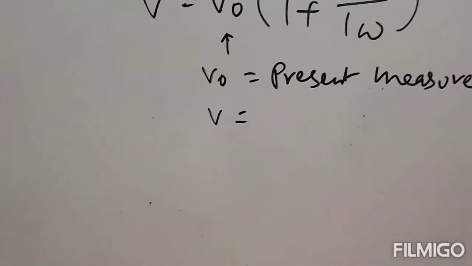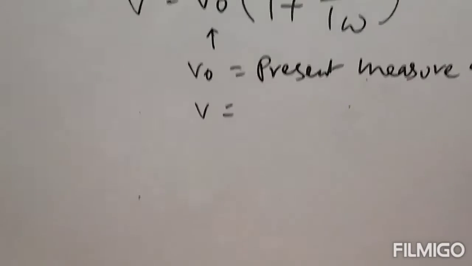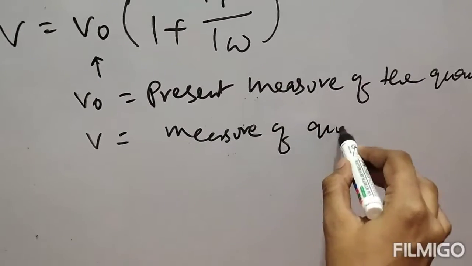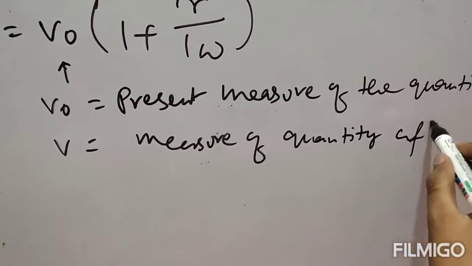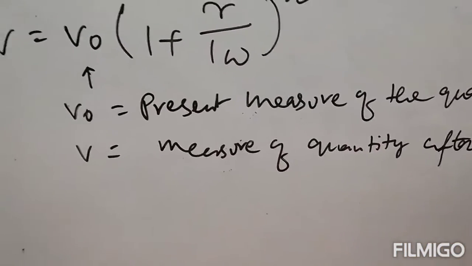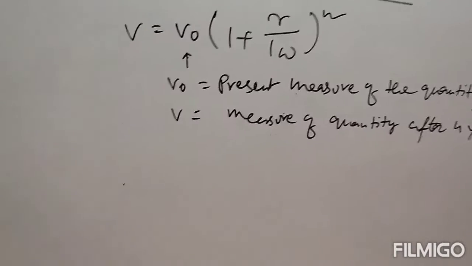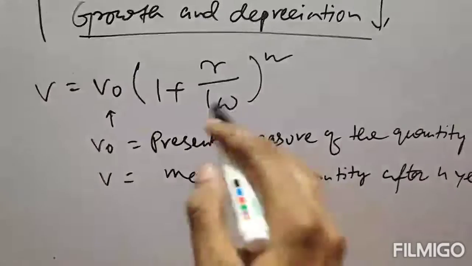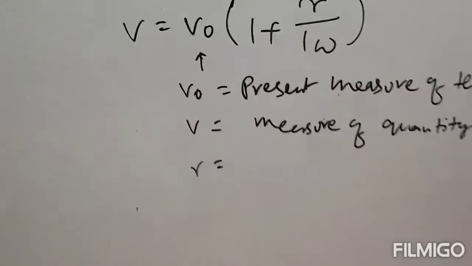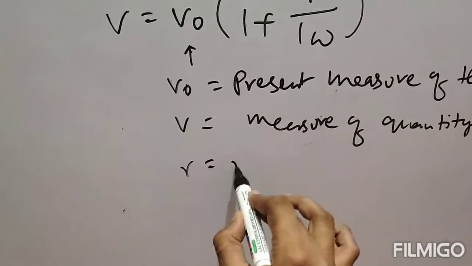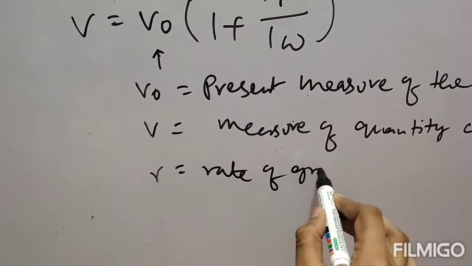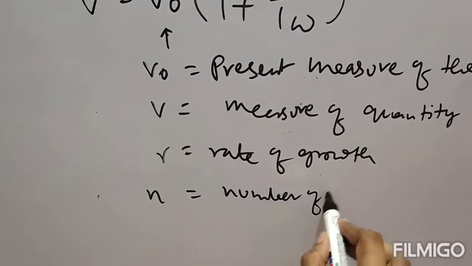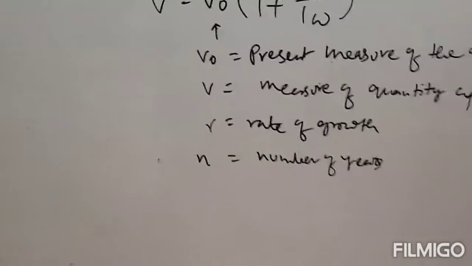And what is V? V is the measure of the quantity after n years. This is the basic formula. V naught is the present measure of the quantity, and V is the measure of the quantity after n years. And R is the rate percent, that is, the rate of growth, and as usual n equals the number of years.